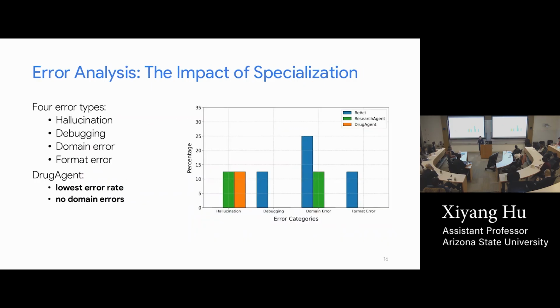And we also have an error analysis to see what kinds of errors are happening across these models. The key takeaway here is that for DrugAgent, the overall error rate is the lowest. We sum all of these bars together, and as you can see, DrugAgent only has hallucination error, but doesn't have any other error. And one more important thing is, since we incorporate domain knowledge, there are no domain errors at all.